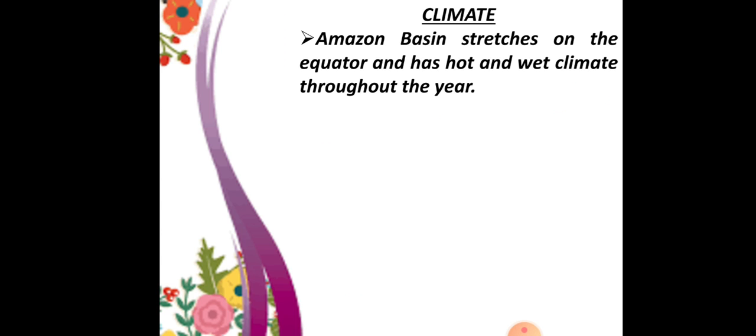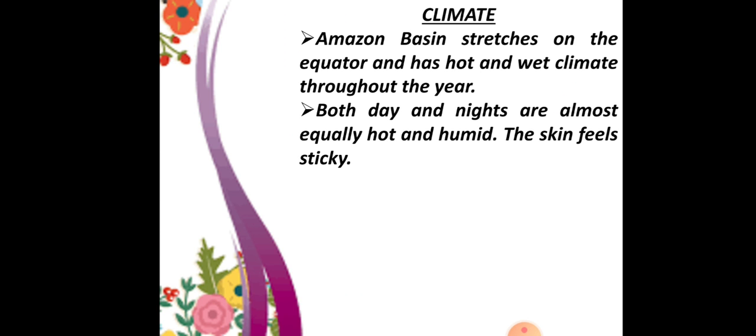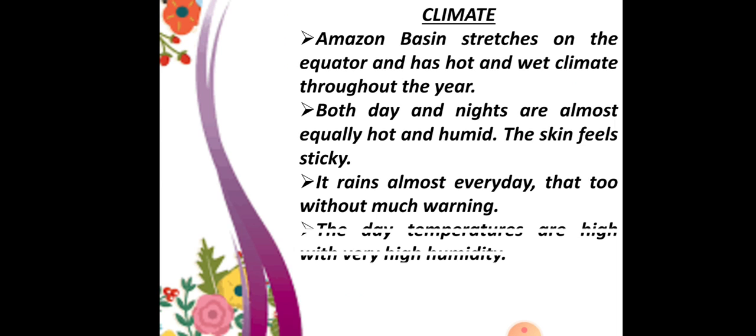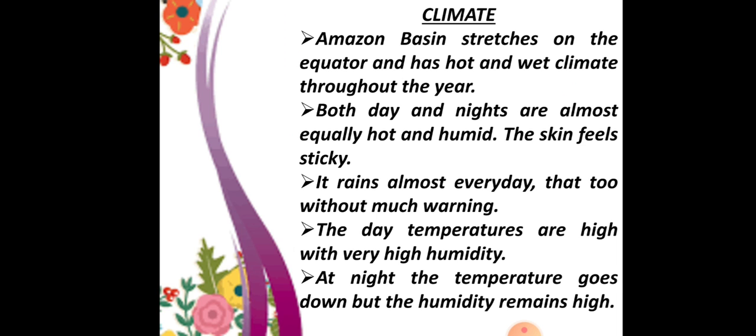Now, the climate of the Amazon basin. It stretches on the equator and has a hot and wet climate throughout the year. Here in this basin, both the days as well as the nights are almost equally hot and humid. The skin feels sticky. It rains almost every day, that too without much warning. The day temperatures are high with very high humidity. At night, the temperature goes down but the humidity remains the same.